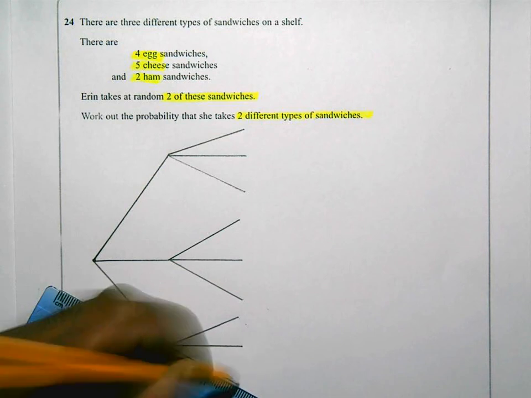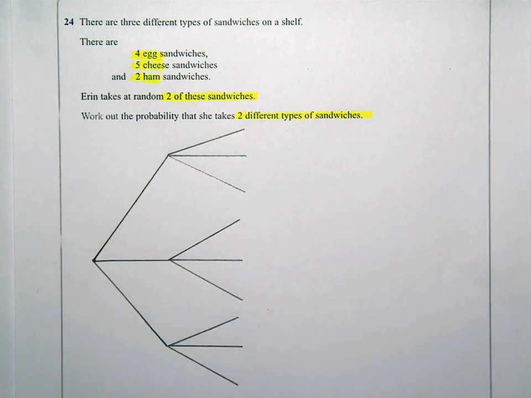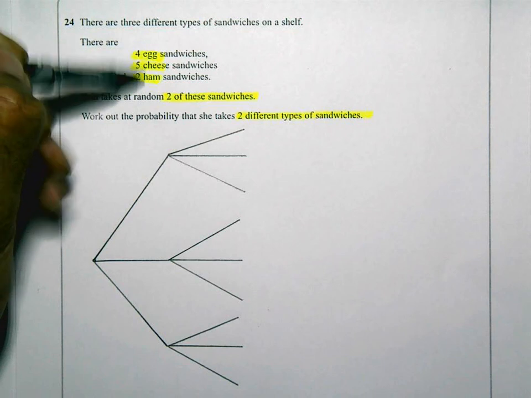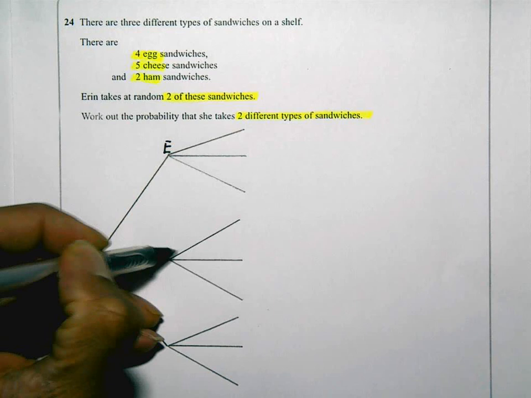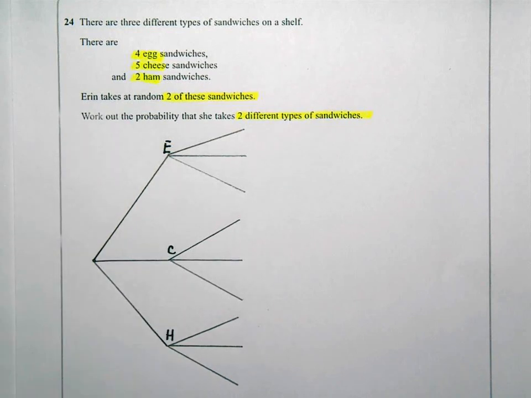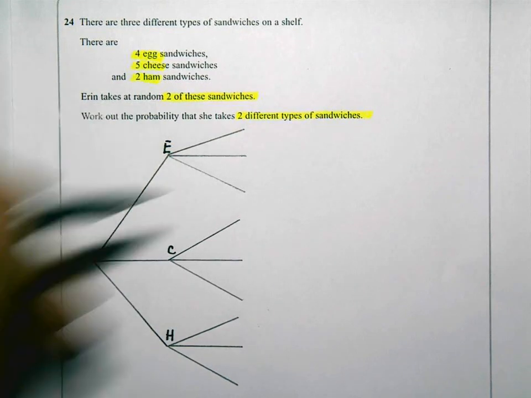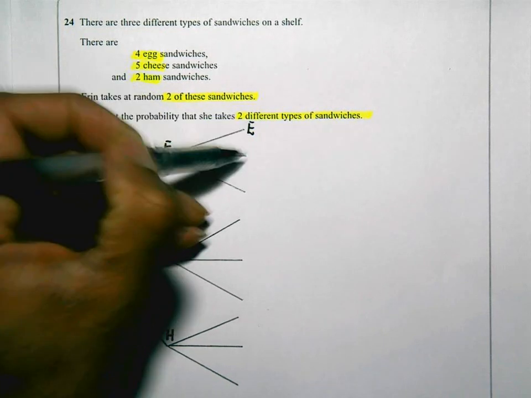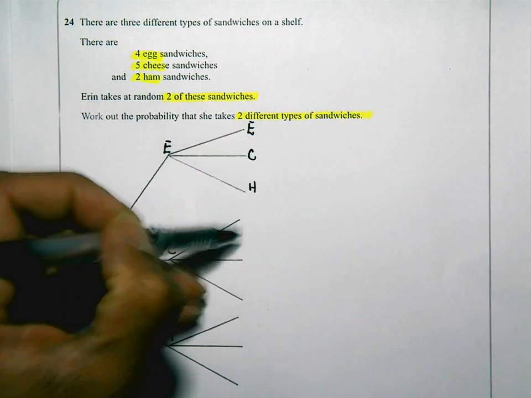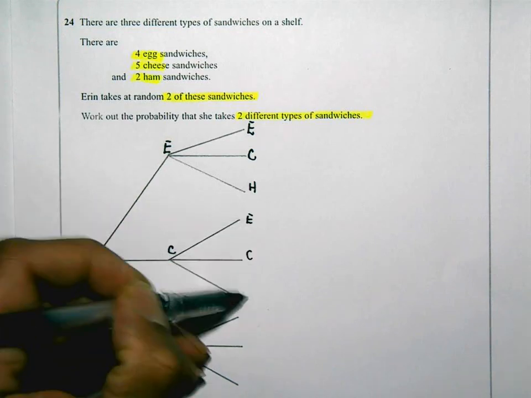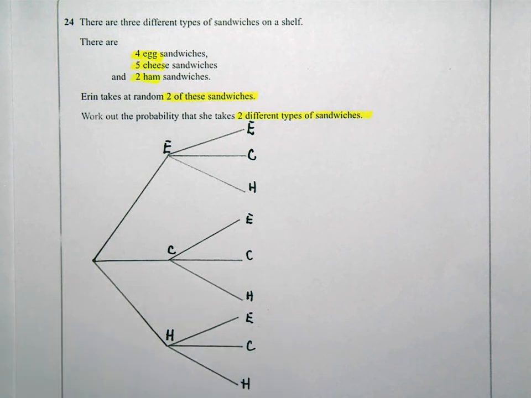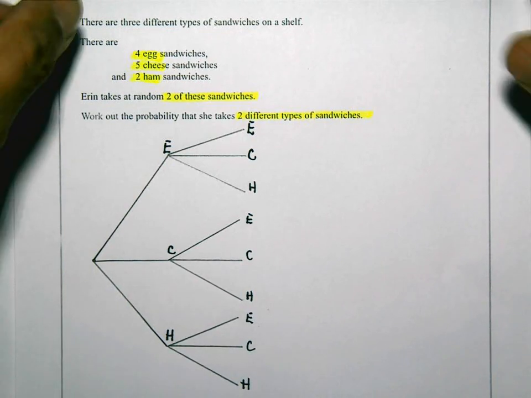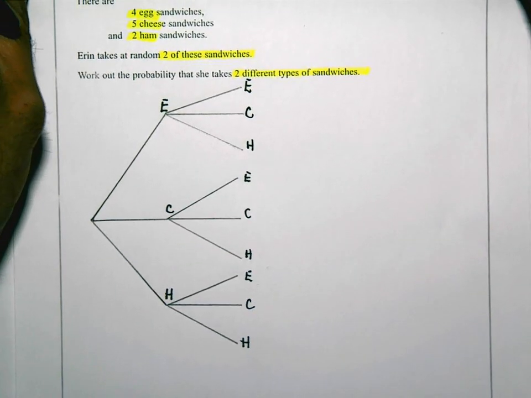Now, the different types of sandwiches we have are egg sandwiches, cheese sandwiches, and ham sandwiches. So I've put that there, and then the second type you could pick is the same: egg, cheese, and ham. Okay, if I move this up a bit, we'll get to see all 3 of these. I'll leave the information at the top.